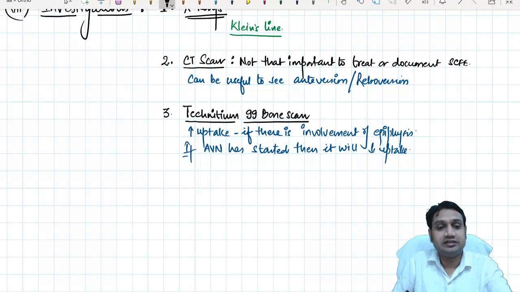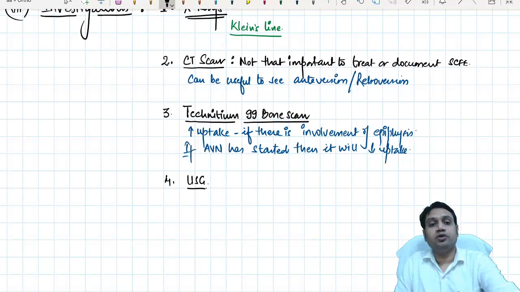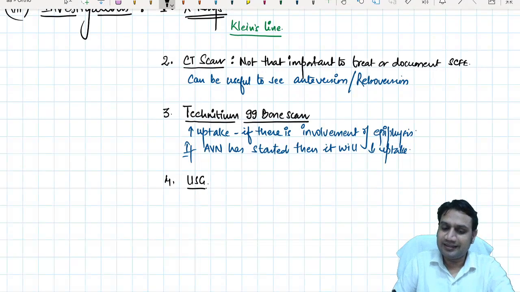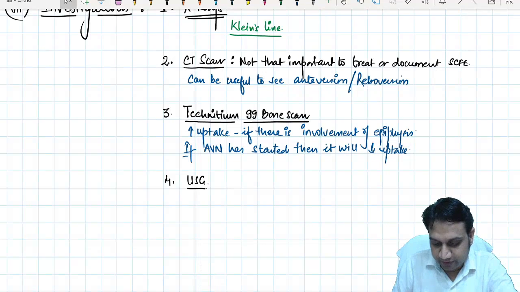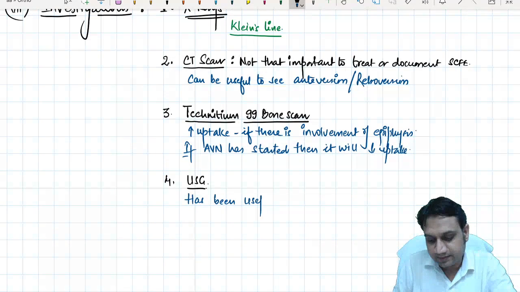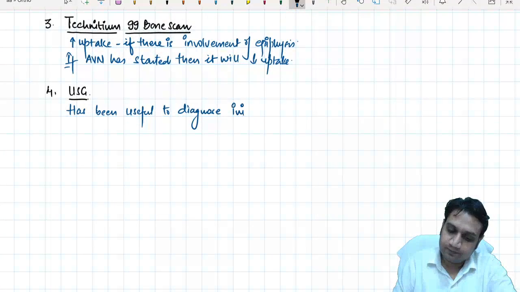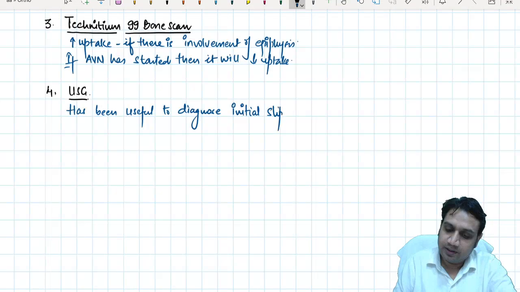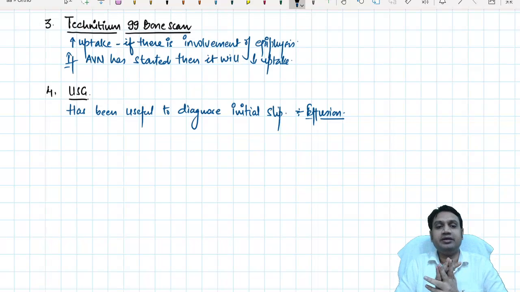Number 4, after the technetium scan, will be the role of ultrasound, the role of USG, right? It has been used by many people for routine examination. It has been useful in the initial stages to diagnose an initial slip, where in addition to the slip, what more we can observe is an effusion in the joint, right?